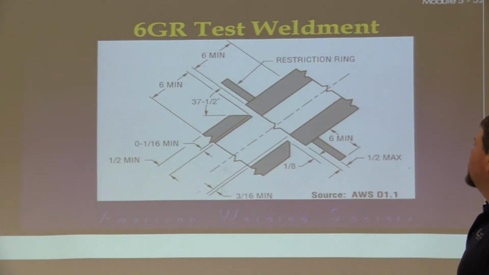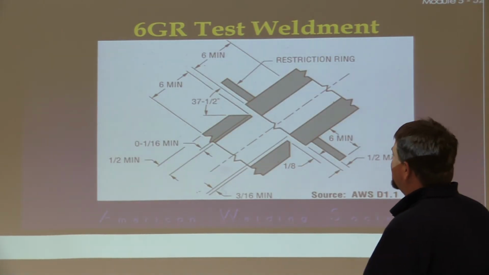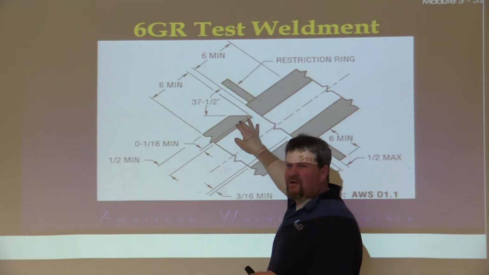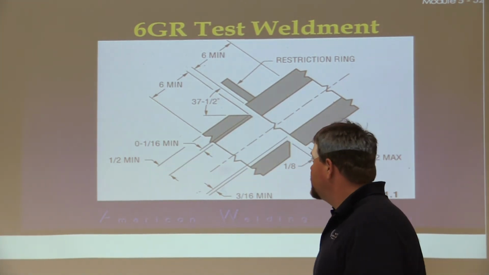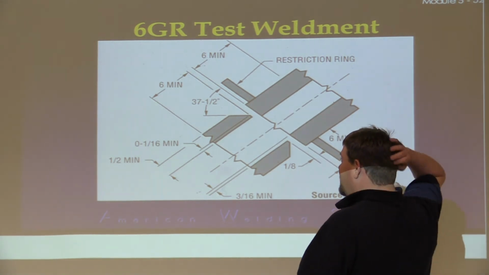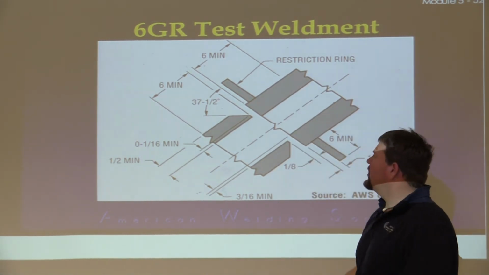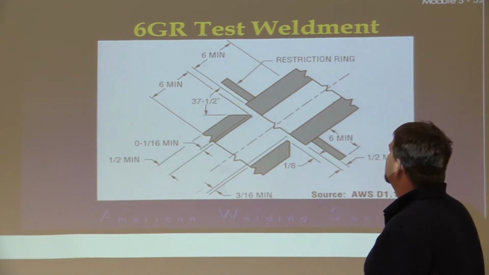Okay? 6GR, so here's that restricted ring. This is what you use if you're going to do a TKY direction, and it qualifies you for everything underneath of that as well. If you notice, it's a single bevel pipe with the restrictor ring on the top side. Okay?